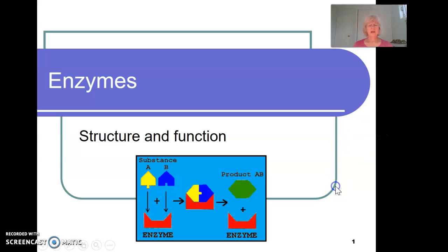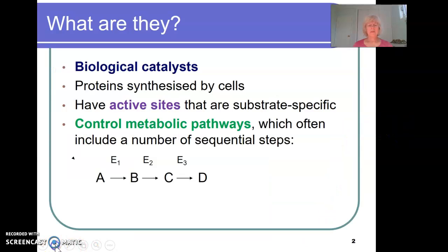So first of all, what are enzymes? We say enzymes are biological catalysts. Those of you who do chemistry might know what a catalyst is. A catalyst is a substance that speeds up a chemical reaction. By saying that it's a biological catalyst, it means that it is a catalyst made by a living organism, and specifically they are proteins synthesized by cells. So proteins in your cells that can speed up chemical reactions.